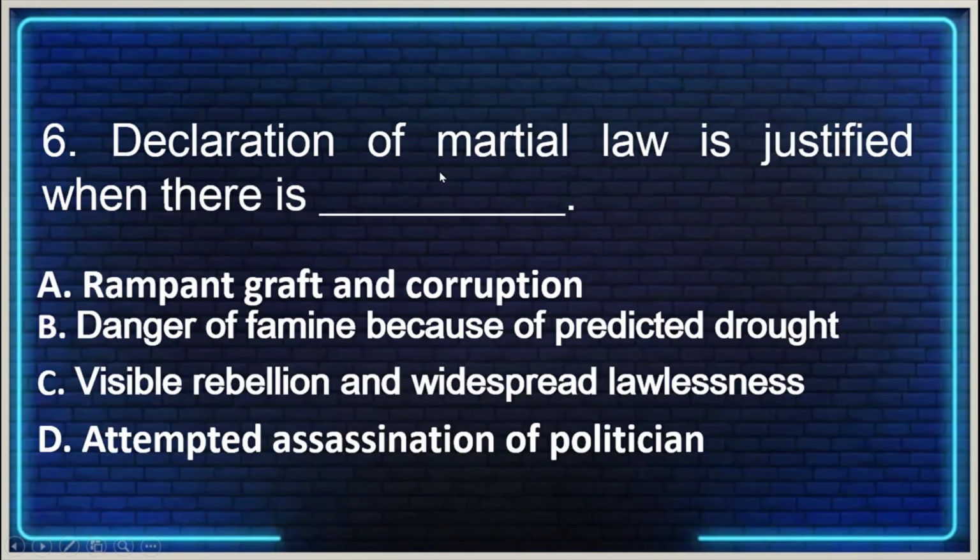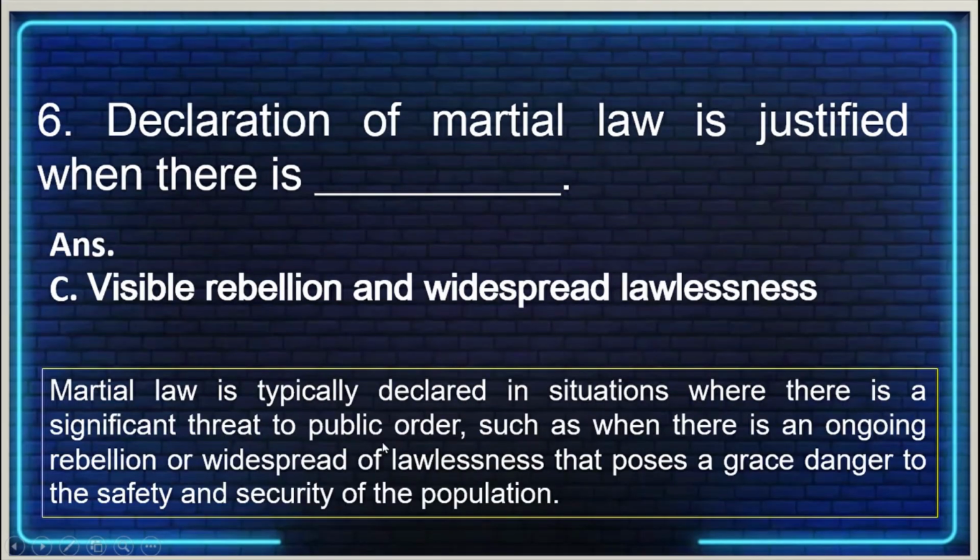Number 6, declaration of martial law is justified when there is blank. A. Rampant graft and corruption. B. Danger of famine because of predicted drought. Letter C, visible rebellion and widespread lawlessness. And D, attempted assassination of politician. The answer is letter C. Okay? When there is a visible rebellion and widespread lawlessness.